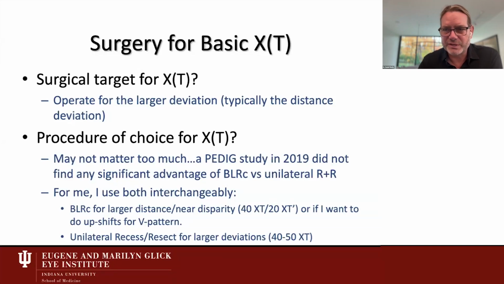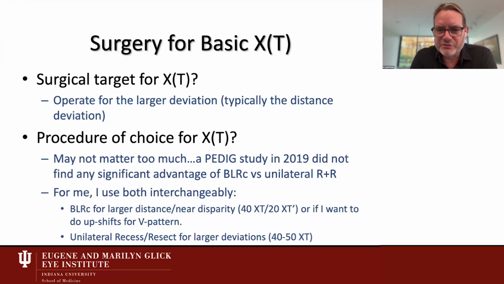Now, what is the procedure of choice? Do you do a bilateral lateral rectus recession? Or do you do a unilateral recess resect? Well, it probably doesn't matter. I think a lot of this is going to be surgeon and patient preference. There was a pediatric study about 5 years ago, and there were some small advantages to R&R on one eye versus a BLR recess, but at the end of the day, that was not really significant. So I think you can pick and choose what you like.